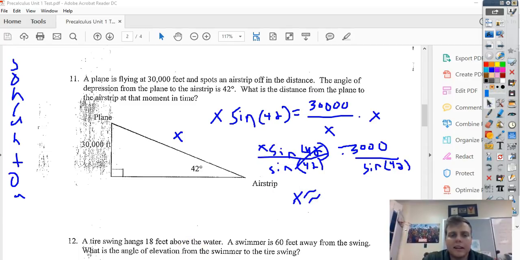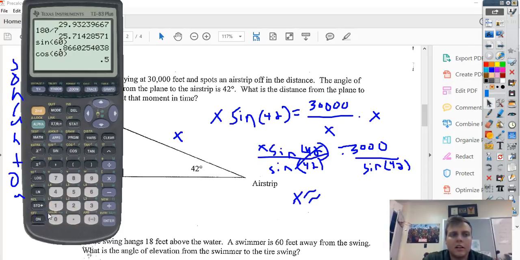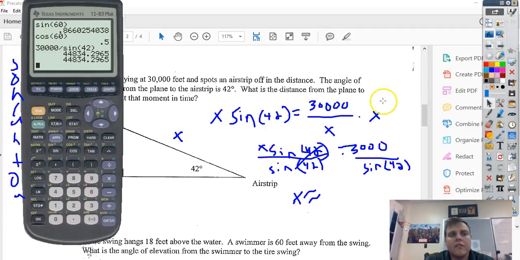I grab my handy dandy calculator, and I type 30,000 divided by sine of 42. I checked that it was in degree mode earlier on in this video, so it's still in degree mode. I press enter, and I get 44,834.3. And bam, I'm done. The distance from the plane to the ground is 44,834 feet. Okay, now, I'm sorry, distance from the plane to the airship.